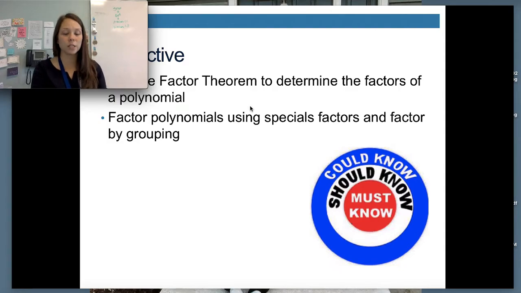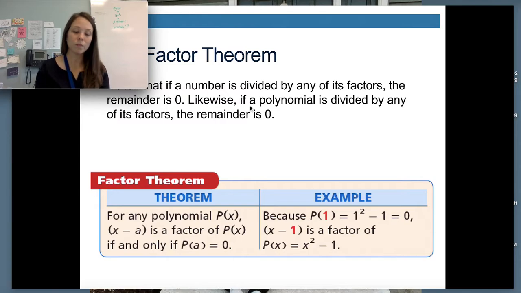So our objectives for today are to use the factor theorem to determine the factors of a polynomial, and then factor polynomials using special factors and what's called factor by grouping. So the factor theorem: if we're trying to identify a binomial as a factor or not, and we plug it into the equation, we should get 0. And if we get 0, then we know that it is a factor.